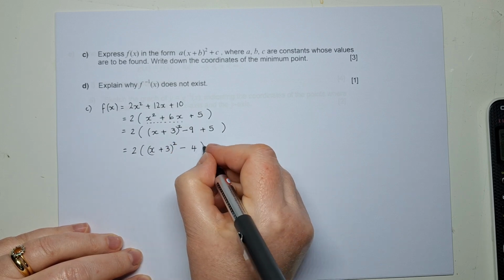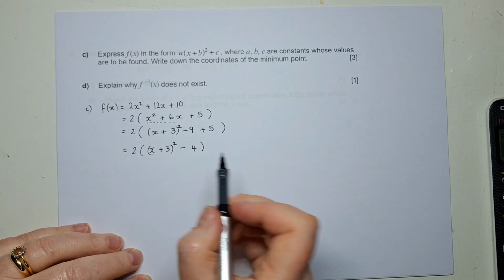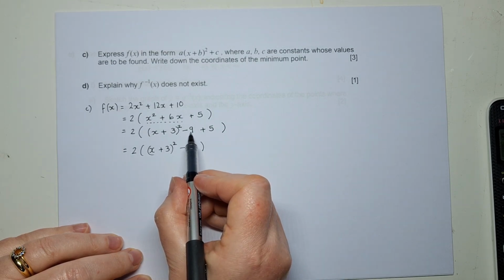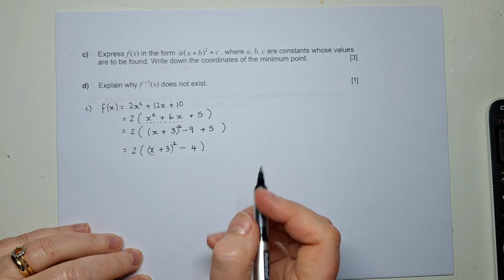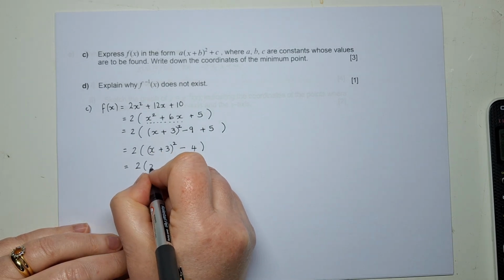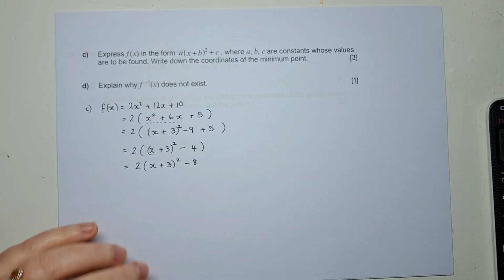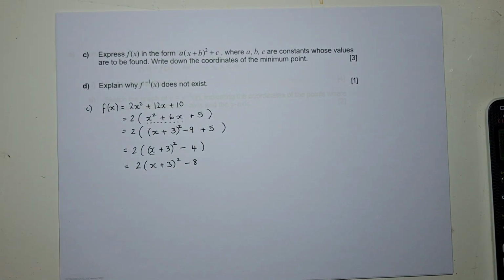negative 4. Okay, don't read that as take away 14. Okay, it's minus 9 as a starting point, add 5. Then we can times out with the 2 to write our answer as 2 open bracket x plus 3 squared take away 8.